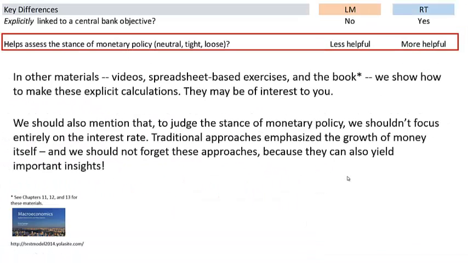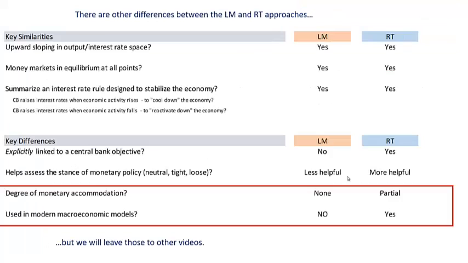So in other materials, that includes videos and spreadsheet-based exercises and the book, we'll show you how to make these explicit calculations. They may be of interest to you. But we should also mention that to judge the stance of monetary policy, we shouldn't be focusing entirely on the interest rate. Traditional economists have always emphasized that we need to also look at the growth of money itself. And these are important approaches, and we shouldn't forget them. They can also yield important insights, and they can also tell us important information as to what's going on.